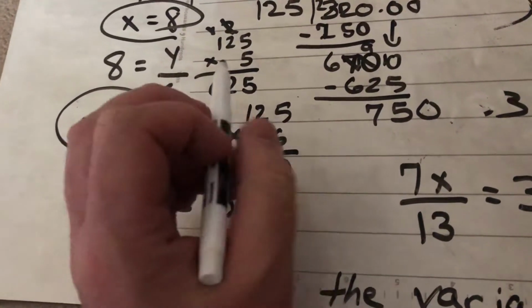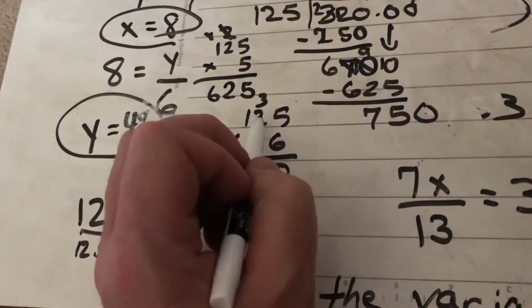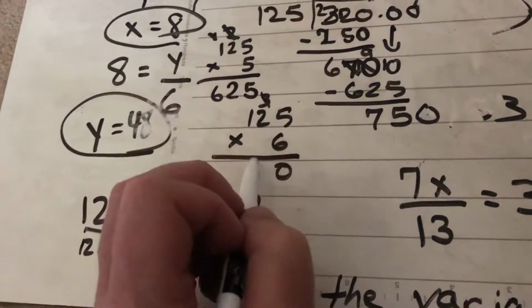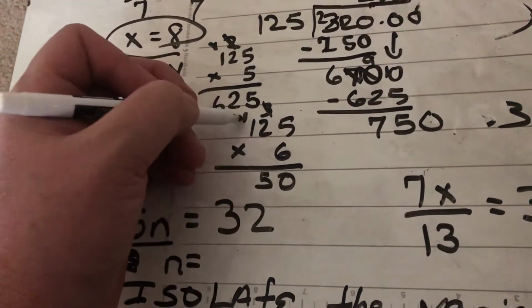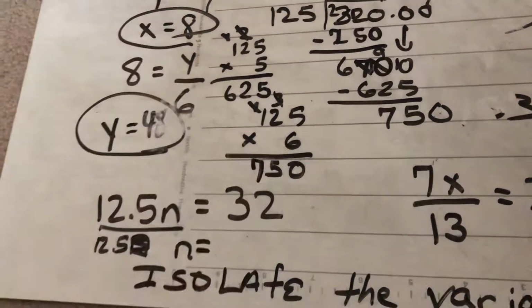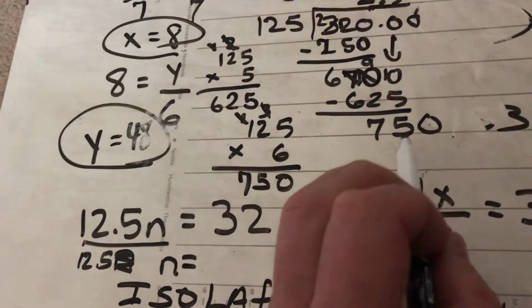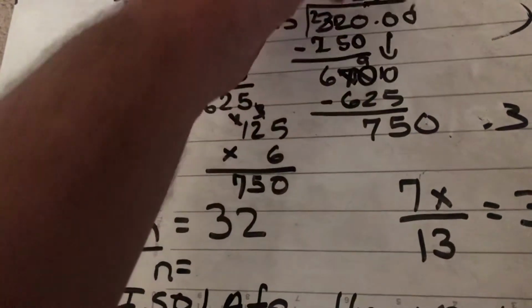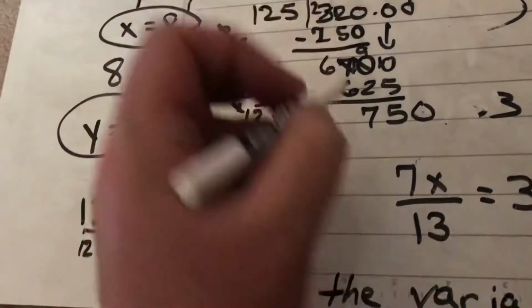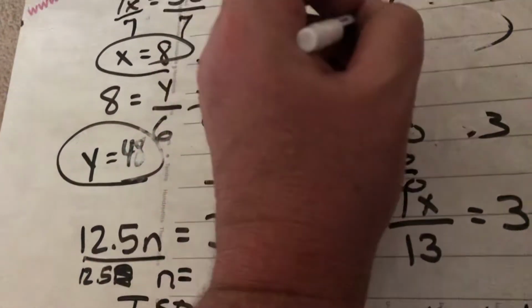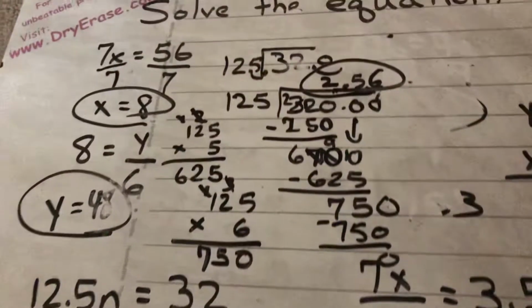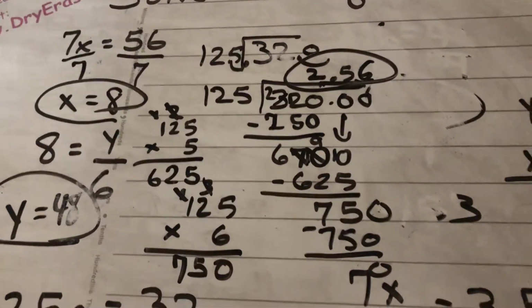6 times 5 is 30. Put the 0 down, carry the 3. 6 times 2 is 12, plus 3 is 15. Put the 5 down, carry the 1. 6 times 1 is 6, plus 1 is 7. I get 750. That's what I have here. So I know I can put a 6 up here. Minus 750 gives me 0. My final answer is 2.56.